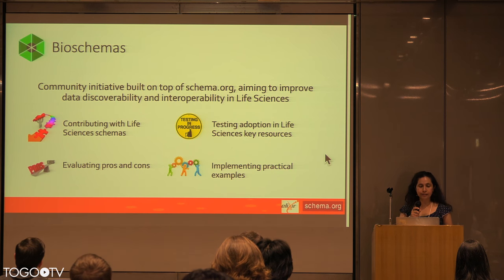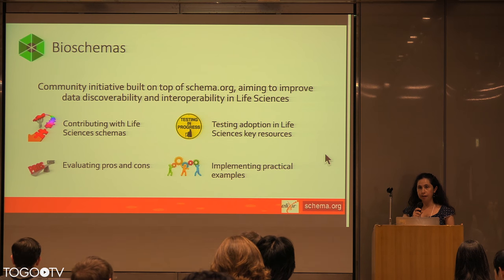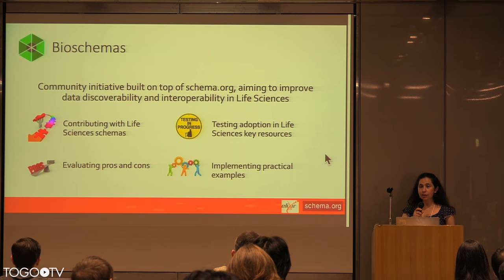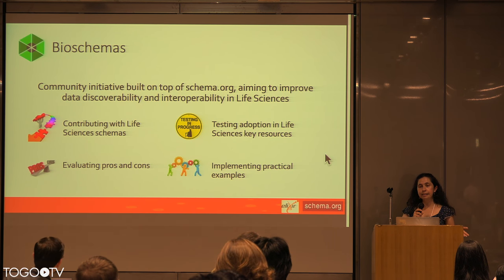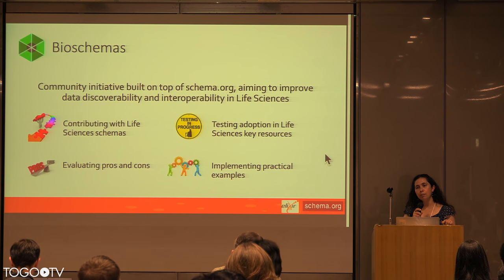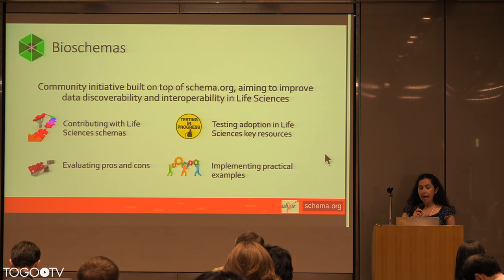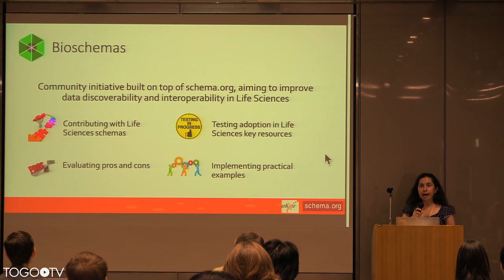Bioschemas has four main stages. The first one is extending the vocabulary that is already defined in schema.org in order to cover life sciences entities. The second stage is evaluating and tuning these specifications worked on in the first stage. The third phase is then testing the adoption, so we will mark up some web pages in some pre-selected data resources. And the fourth and final phase is implementing some practical examples that will extract and take advantage of the markup done on the web pages in the previous phase of this project.